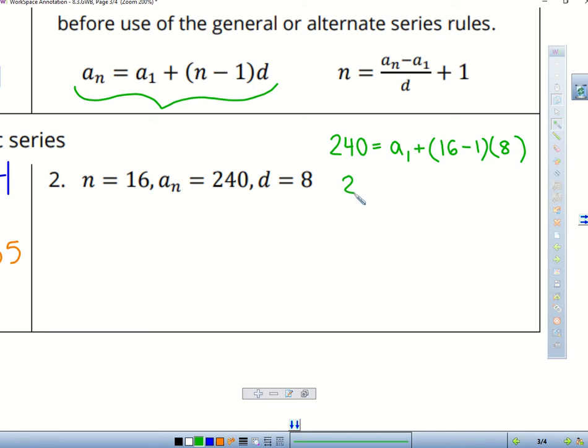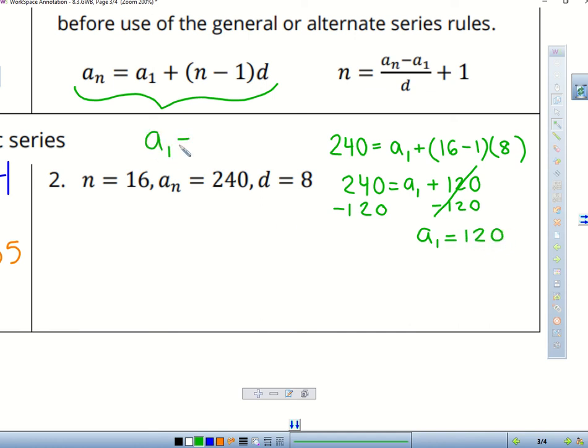If you do the math, this is going to come out to be 120. That's just 15 times 8, which is 120. And then how would I lastly solve for A sub 1? Subtract 120. Good. Subtract 120 on both sides, which is going to give me A1 is equal to 120.